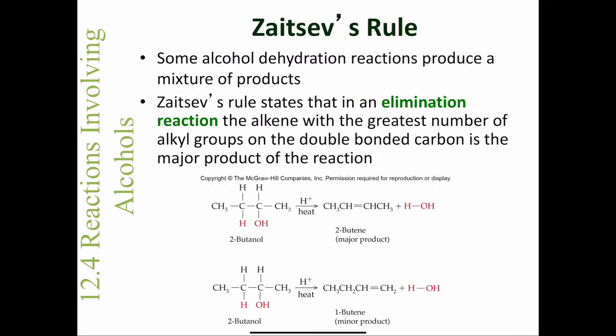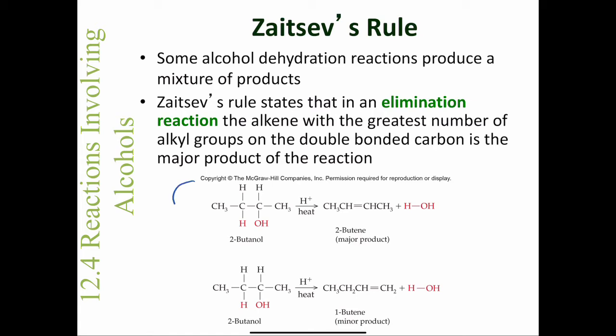Now, depending on the alkene, some alcohol dehydration reactions will produce a mixture of products. The way that we predict what the major product would be is to use what's called Zaitsev's rule. Zaitsev's rule states that in an elimination reaction, the alkene with the greatest number of alkyl groups on the double bonded carbon is going to be the major product of the reaction.